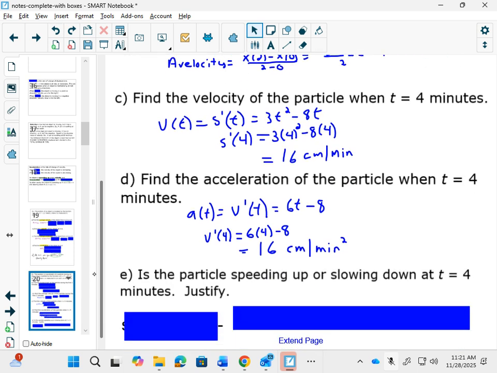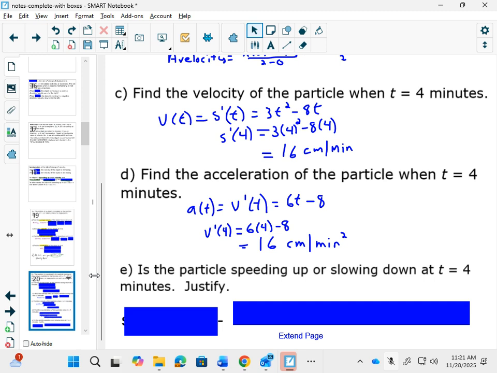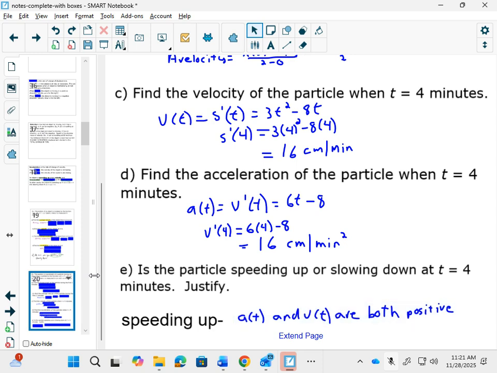And is this one speeding up or slowing down? They're both positive. So it is speeding up. So I'd like you to try the next one on your own. I'll put up the answers in a bit.